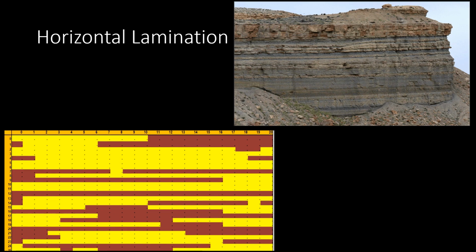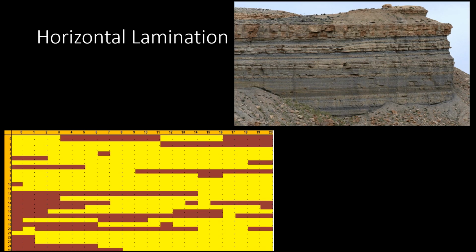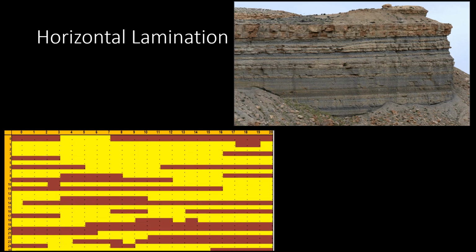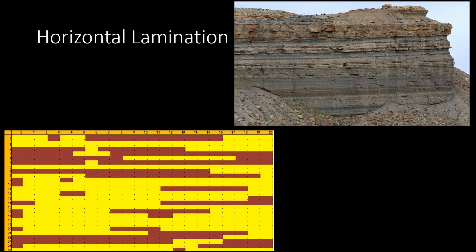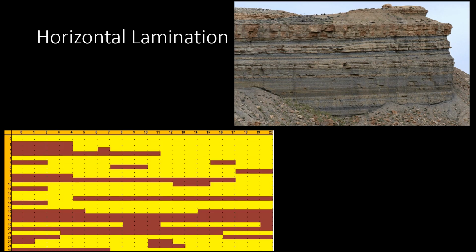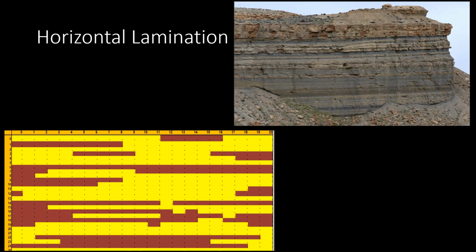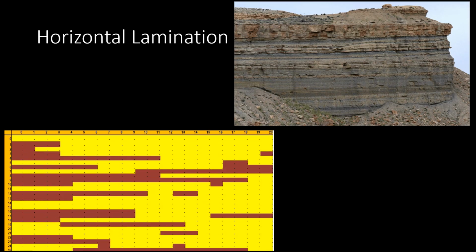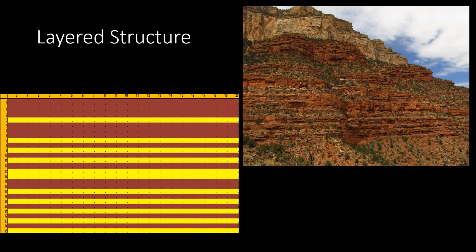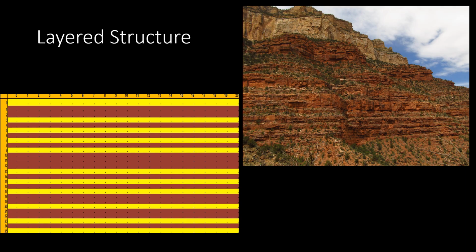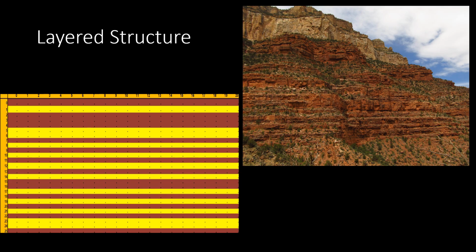First up, horizontal lamination. When the horizontal transition probabilities are much higher than the vertical ones, the model strongly favors staying in the same state sideways, stacking thin, flat, continuous layers across the section, just like the laminated beds in the real outcrop.